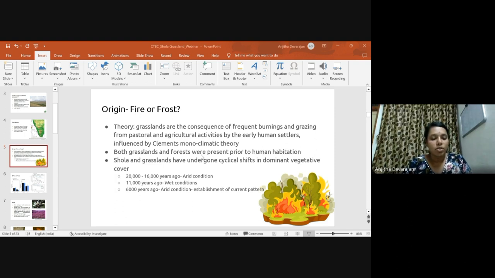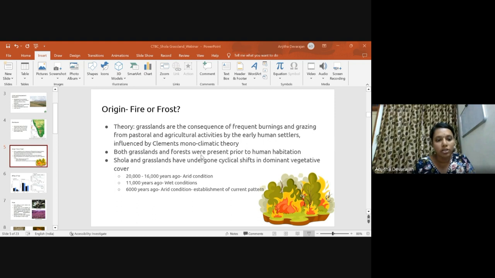So around 20,000 to 16,000 years ago, the climate was very arid. During this time, the vegetation was dominated by C4 plants, which are capable of sustaining high temperature conditions and high light intensity conditions. And there were only a few Shola patches, restricted to the humid valleys only.